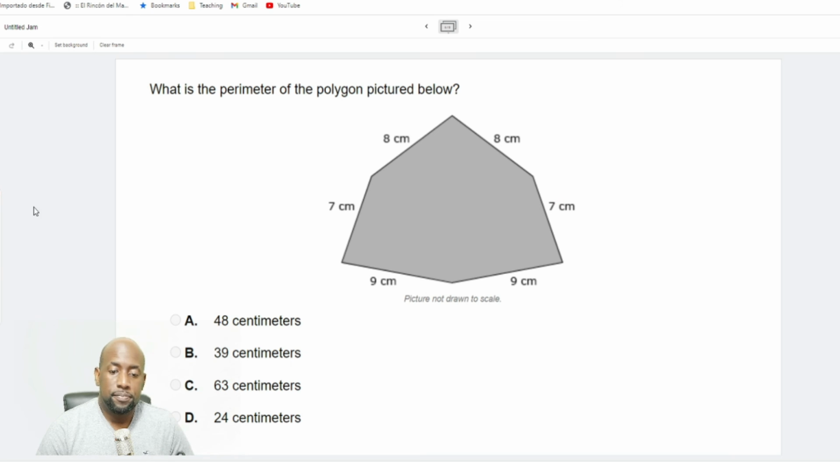Number 8. Oh, slide 8. Here, what is the perimeter of the polygon pictured below? You have to add all the sides. Perimeter is to add all the sides. After you add all these together, make sure you mark where you start, so you don't add that number again. So you start clockwise and you stop here. So add all these sides, and what is your answer from A to D?